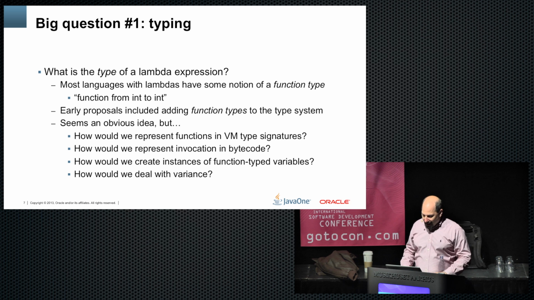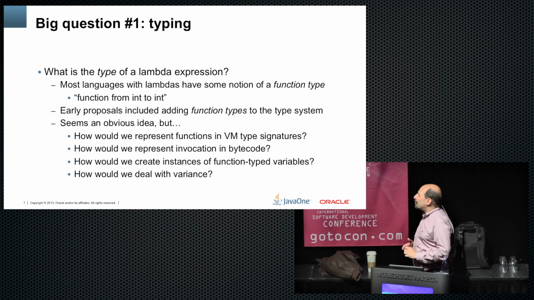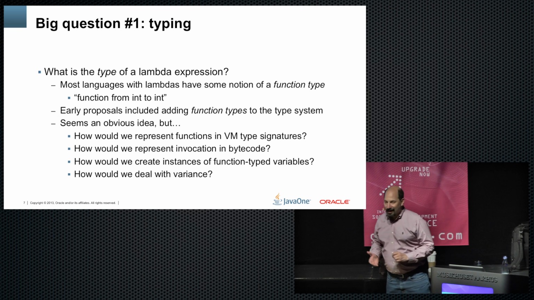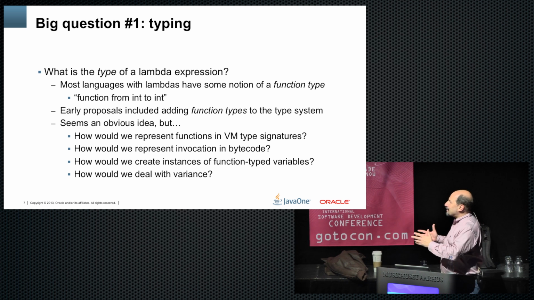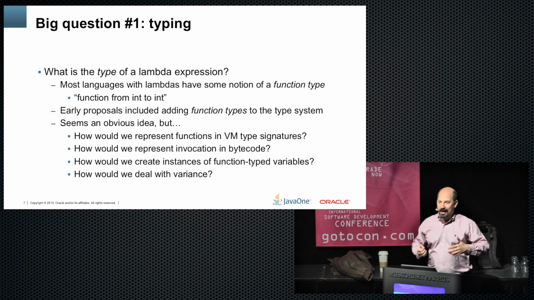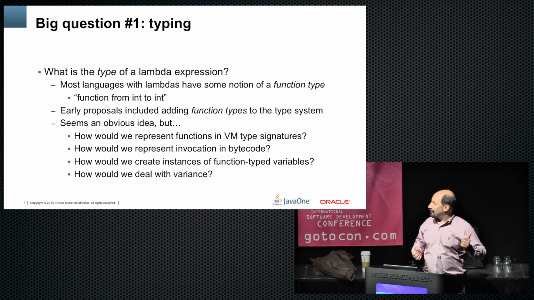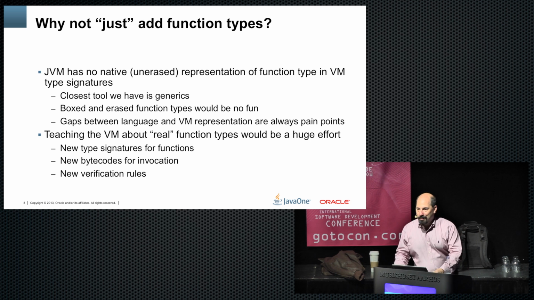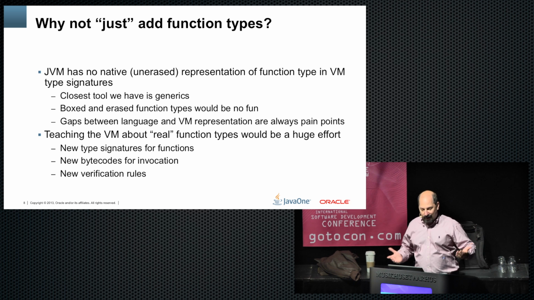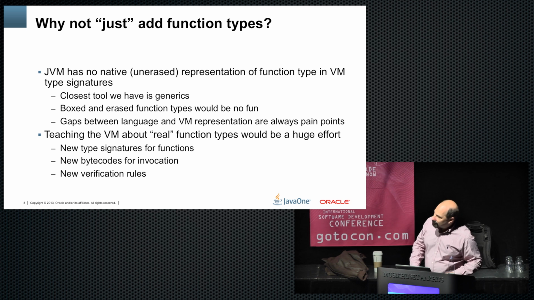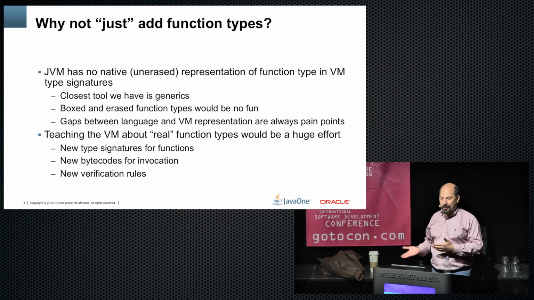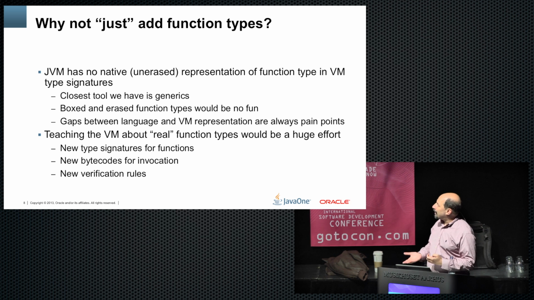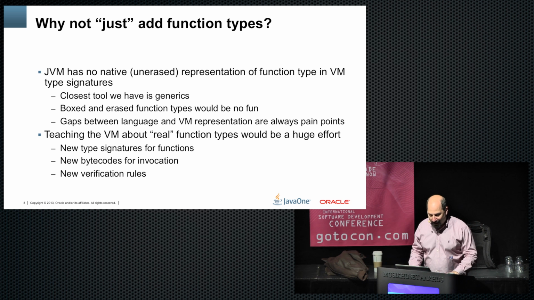As some of you have probably heard, I like this trick of taking an unreasonable question and making it sound reasonable by saying, why not just, in front of it? So, people asked, well, why not just add function types? Well, because it's harder than it looks. The JVM has no native representation of a function type, so we would have to invent one, or we'd have to teach the JVM about something new.